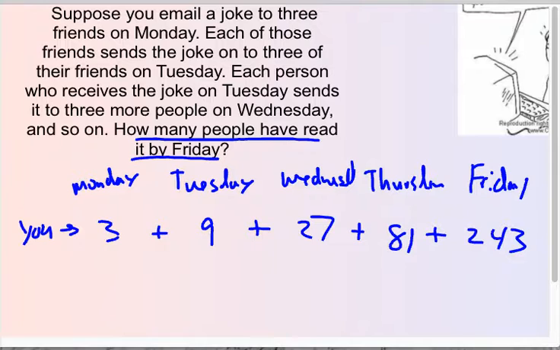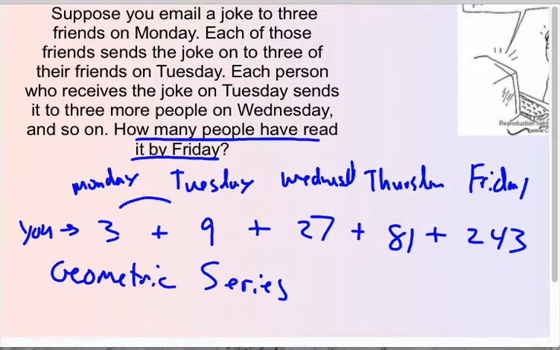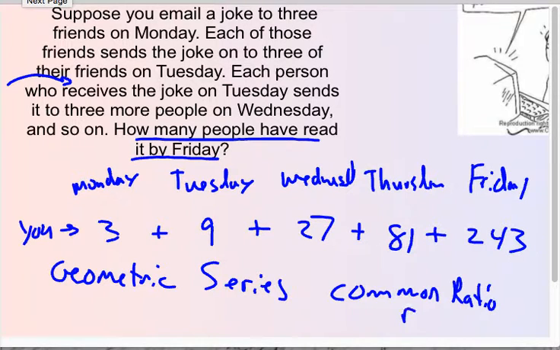This is a series, and this is a geometric series because we're not adding the same thing every time. If I was adding, I'd add 6. The difference between 9 and 3 is 6. Between 9 and 27, it's 18. So I'm not adding the same thing every time, but I am multiplying by the same common ratio. Our common ratio in this case is r equals 3.